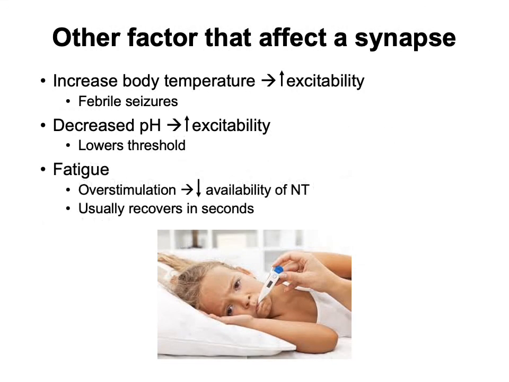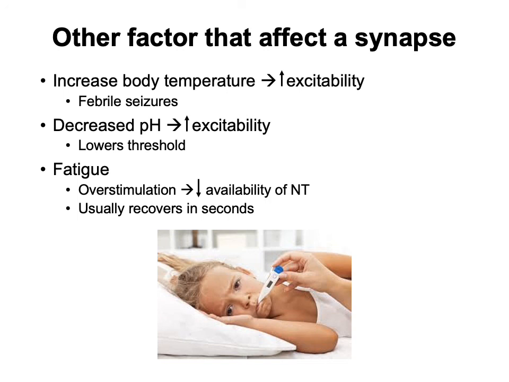There are other factors that affect a synapse, such as an increase in body temperature. That can cause a synapse or the receiving neuron to be hyperexcitable. And this can lead to febrile seizures, if you've ever witnessed somebody having a little seizure when they have a high temperature. Also, decreased pH can lead to hyperexcitability of a neuron because it lowers the threshold of the receiving neuron.